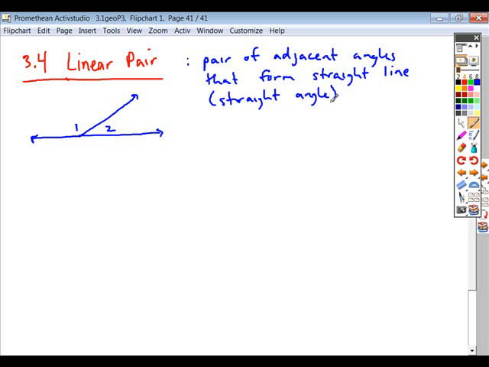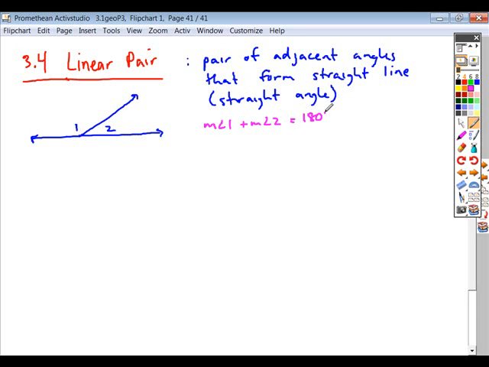Right. The term linear pair specifies a pair of adjacent angles that form a straight line. So in this case, angles 1 and 2 are considered a linear pair. And the relationship, because they form a straight line, is that the measure of angle 1 plus the measure of angle 2 together add up to what degree measurement? By their definition, a straight angle, which is 180.